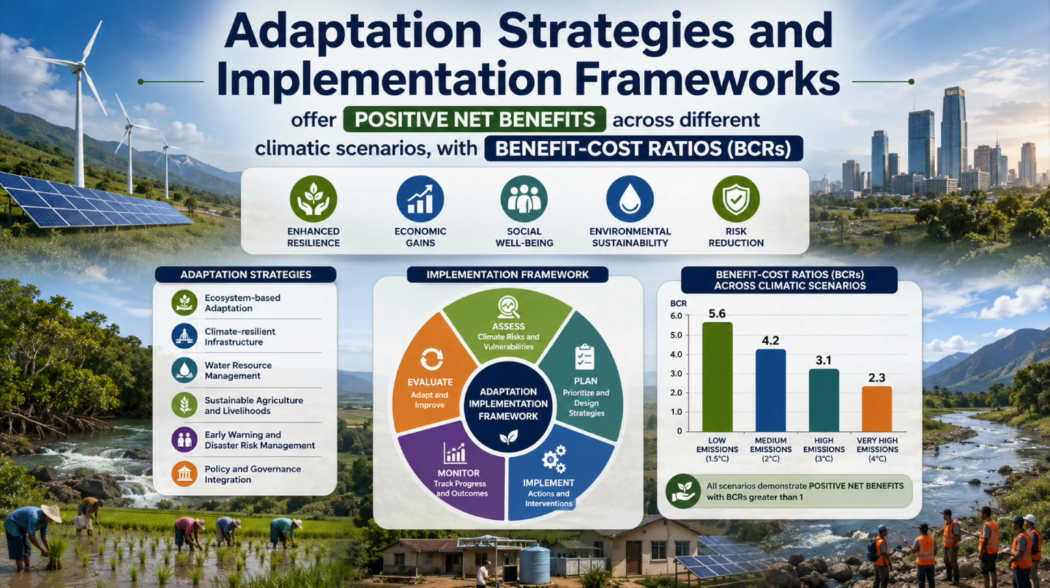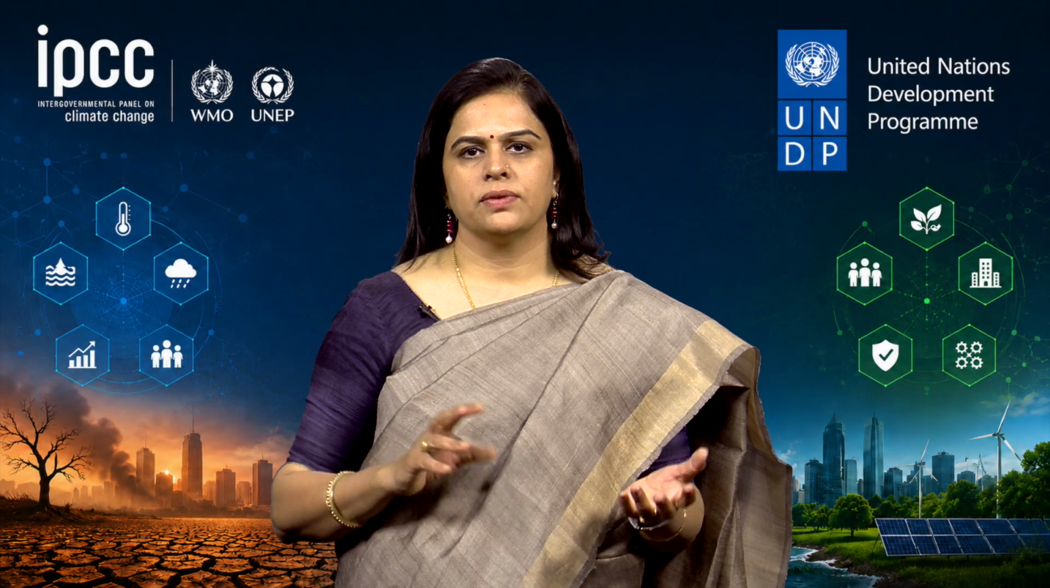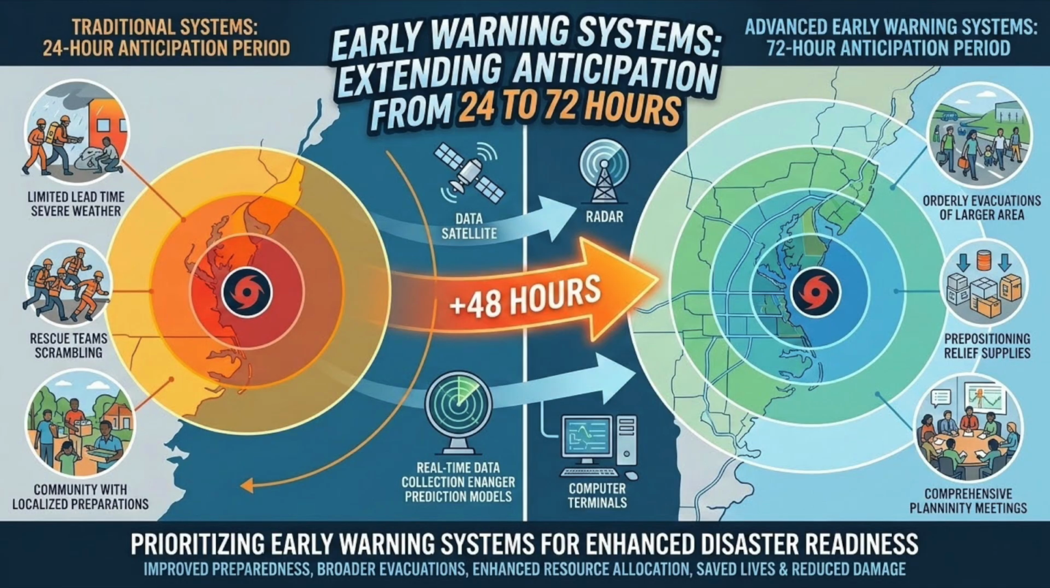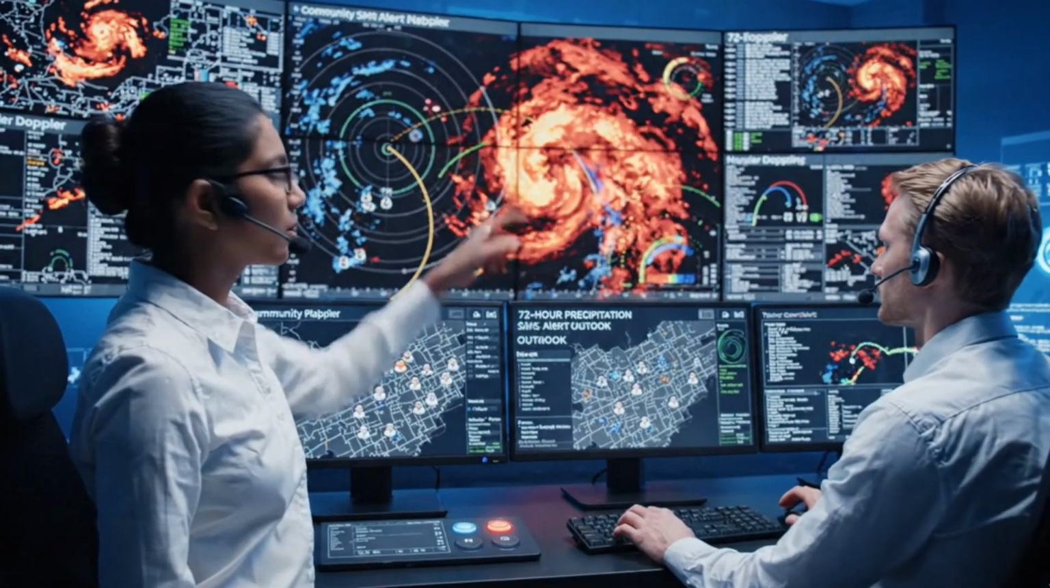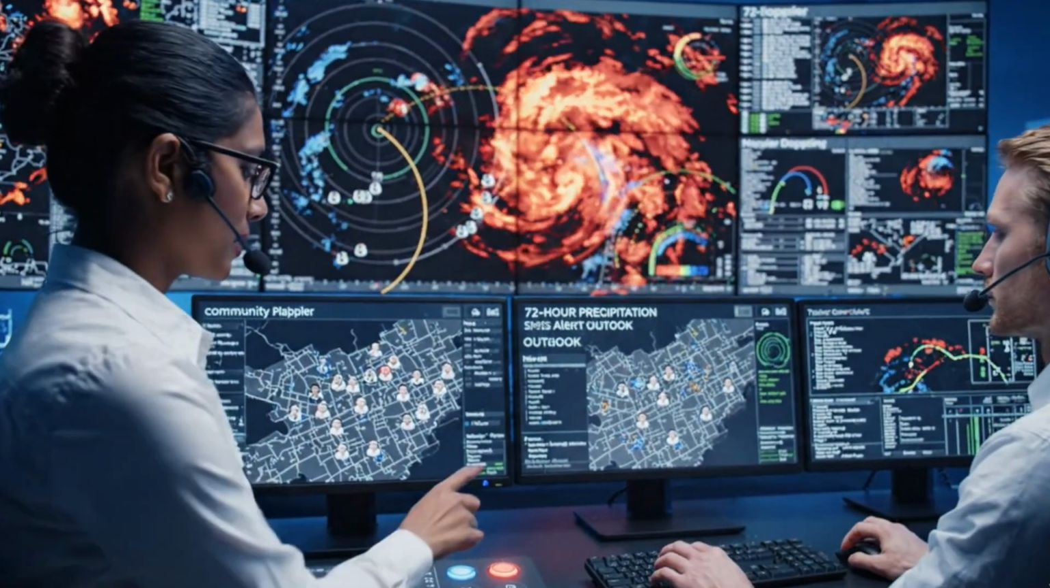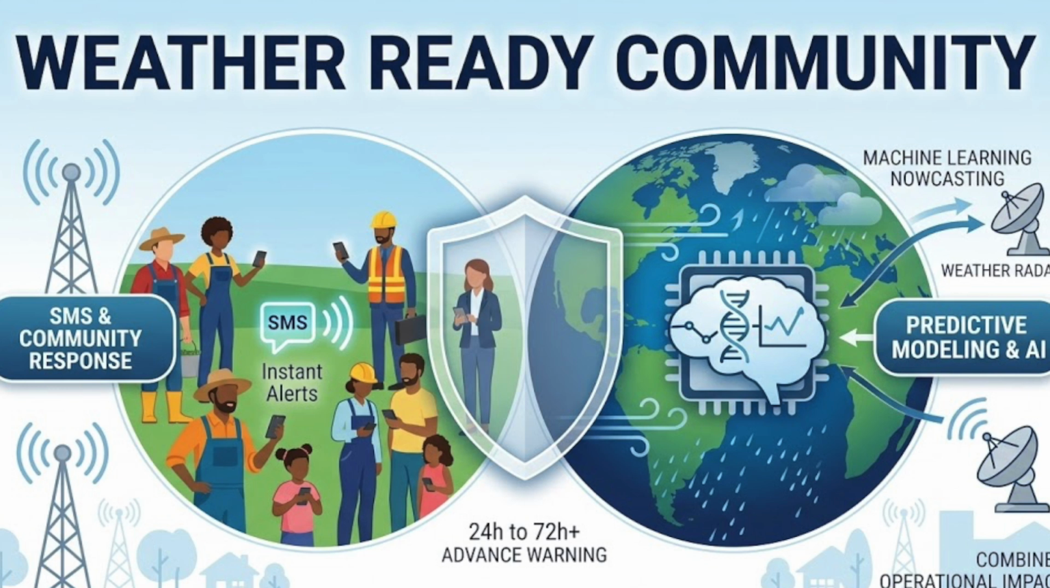Adaptation strategy and implementation frameworks offer positive net benefits across different climatic scenarios, with benefit cost ratio ranging from 3.5 to 7.2, irrespective of emission routes. Early warning systems represent a top priority, stretching anticipation period from 24 hours to 72 hours or more, employing an integrated Doppler radar network, community SMS alert platform, and machine learning precipitation nowcasting.